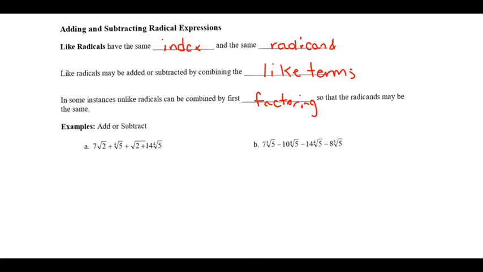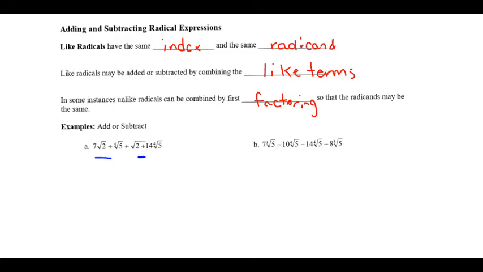All right, so we're going to take a look here. And for A, I have 7 square root 2 plus the 4th root of 5 plus the square root of 2 plus 14 4th root 5. So I want to find all my like terms and add them together. I have 7 square root 2 and then the square root of 2. So those are like terms. I can add them together.